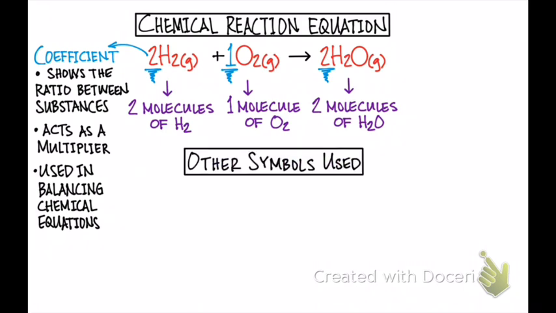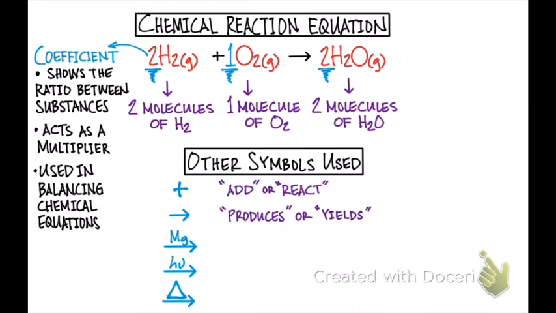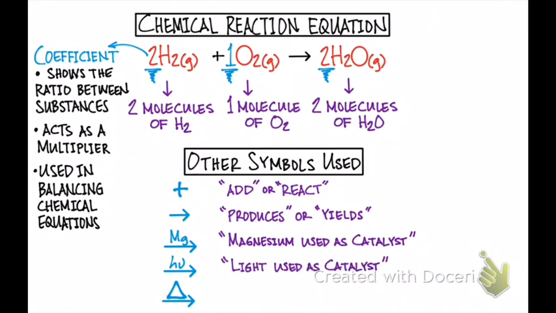Here are some other symbols used. Plus means adding or reacting. Arrow means produces or yields. The next one means magnesium is used as a catalyst. H nu right above the arrow means light is being used as a catalyst. And finally, the triangle above the arrow indicates that heat was used as a catalyst.